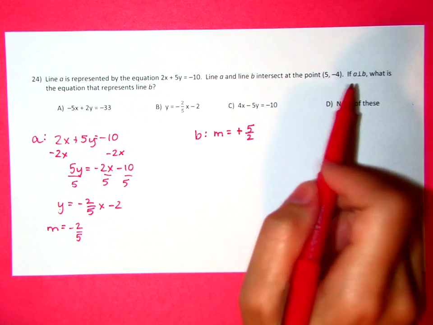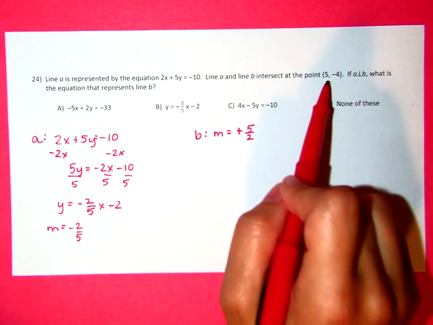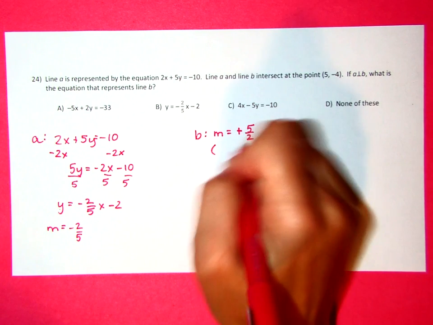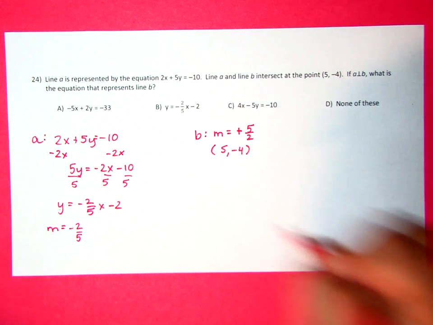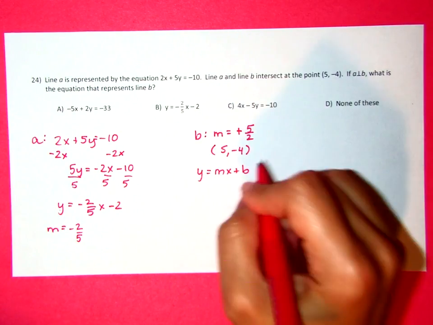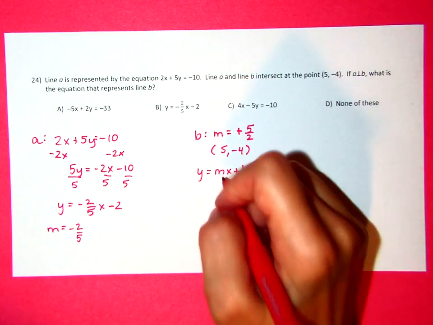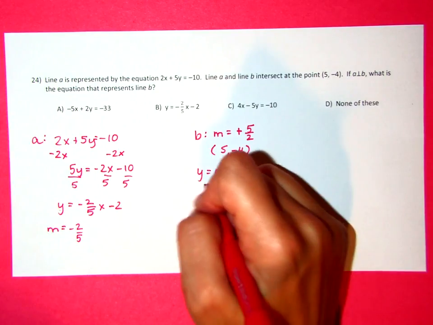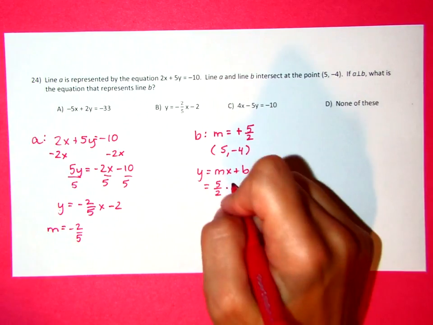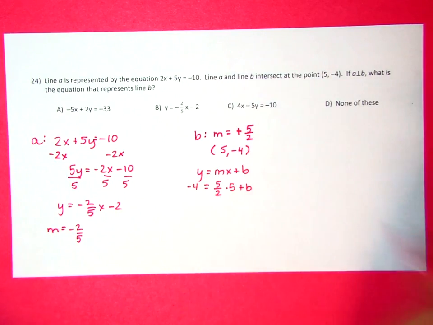Now, we need to look at what they gave us. It says they both intersect at this point, which means both equations actually go through that point. So I need a slope of 5/2, and I need it to pass through the point (5, negative 4). So we're going to go back to slope-intercept form here and plug in our information, because what we don't know is our b, our y-intercept. Whenever you write the equation of a line, you need to know your slope and your y-intercept. So my slope here is 5/2 times x, which is 5, and we're still trying to find b, and the y is going to be negative 4.